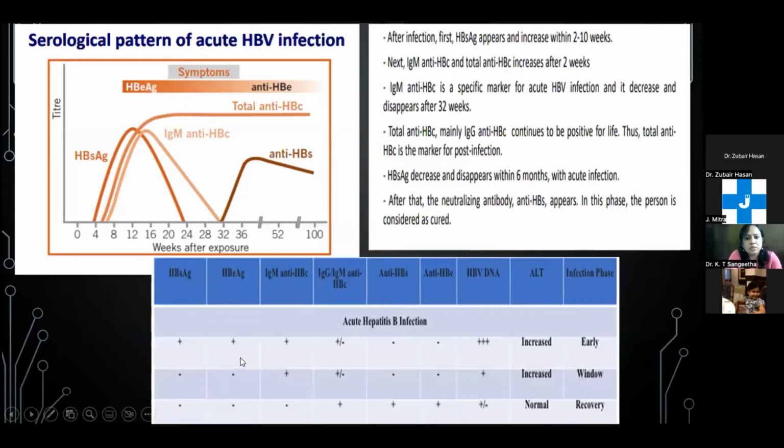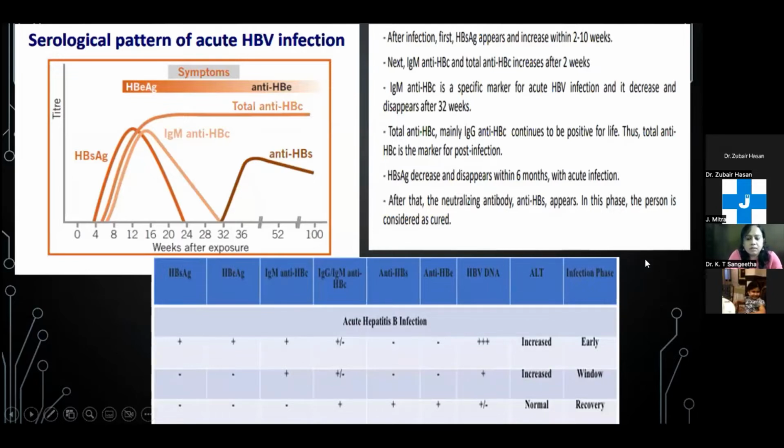Next is the recovery phase, where HBsAg has disappeared, HBeAg has disappeared, and there is no IgM anti-HBc. The IgG will be positive here, so the total anti-HBc is positive. We have the neutralizing antibody developing, that is anti-HBs, and HBeAg has disappeared, and now we have the appearance of anti-HBe. The DNA levels are plus or minus, and the liver enzymes are normal. So this is known as the recovery phase from acute infection.